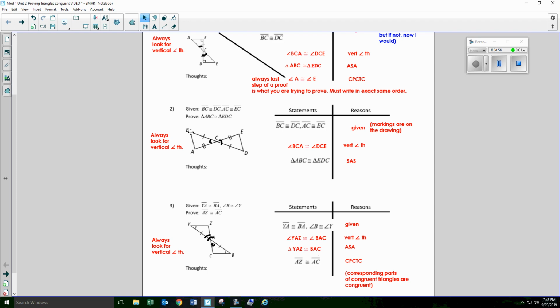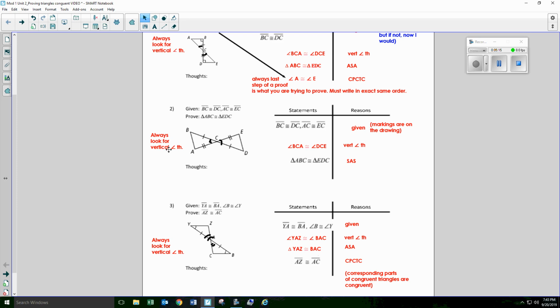How do I name this angle? As long as I go in correspondence, I chose to go B, C, A. Well, B corresponds with D, so it'd be D, C, E, angle DCE, okay? And that's the vertical angle theorem. We're already familiar with that, so that's nothing new, okay?